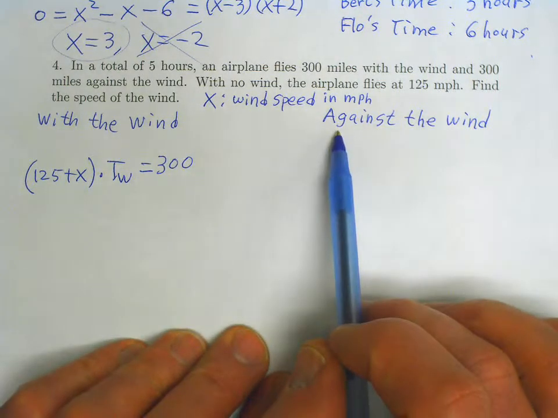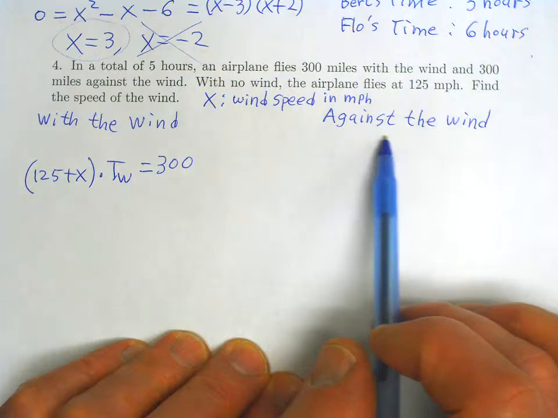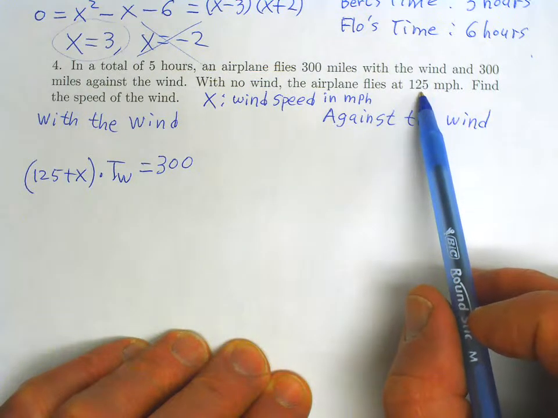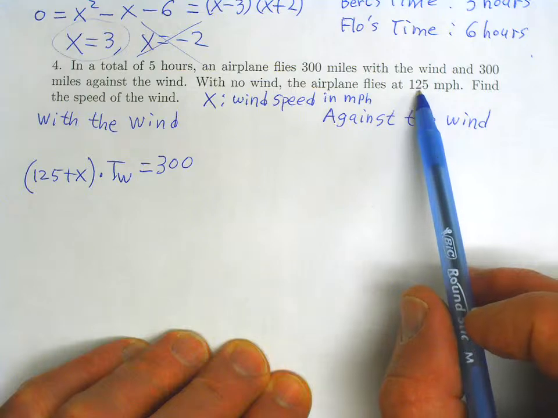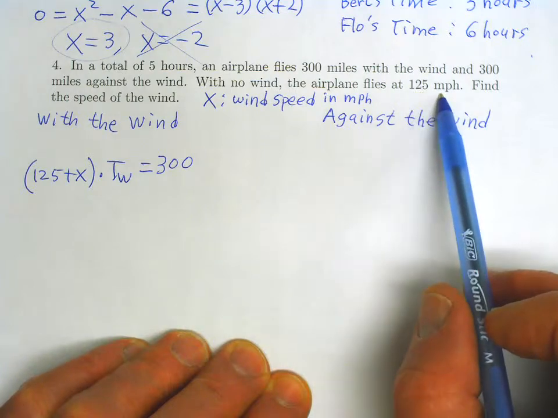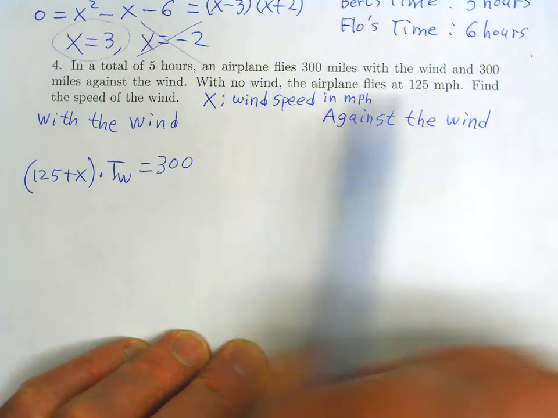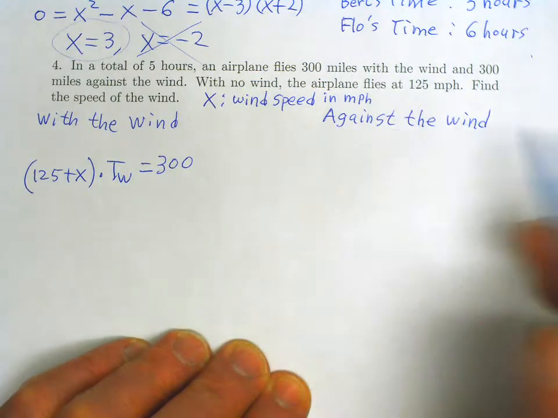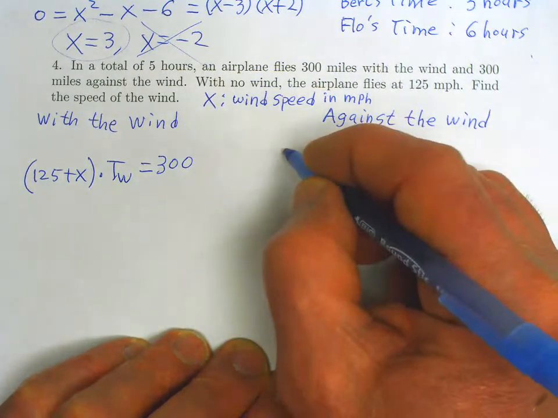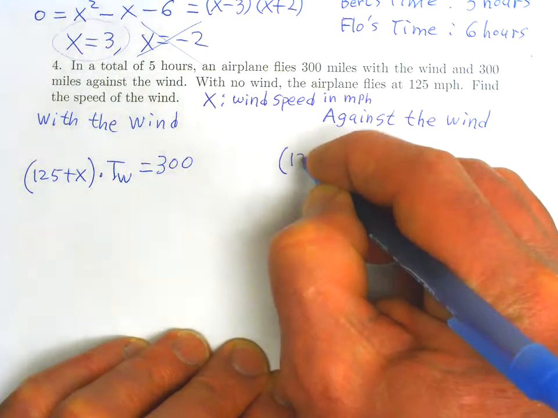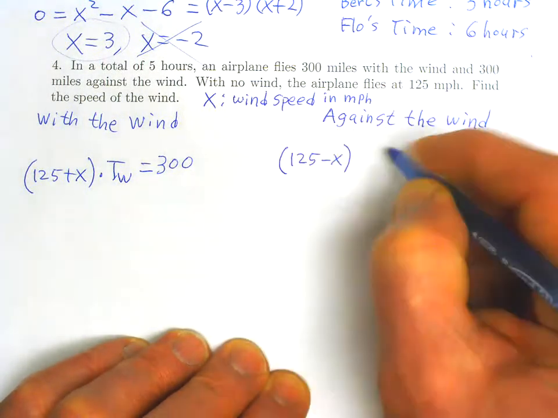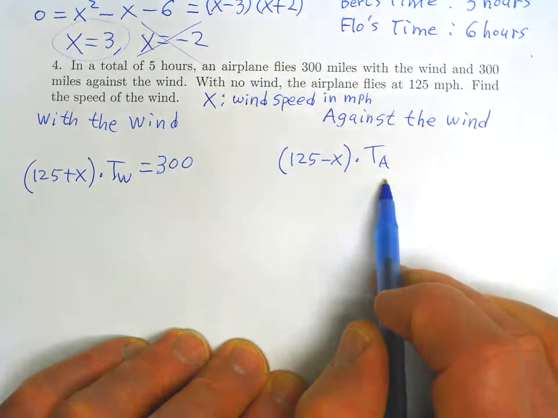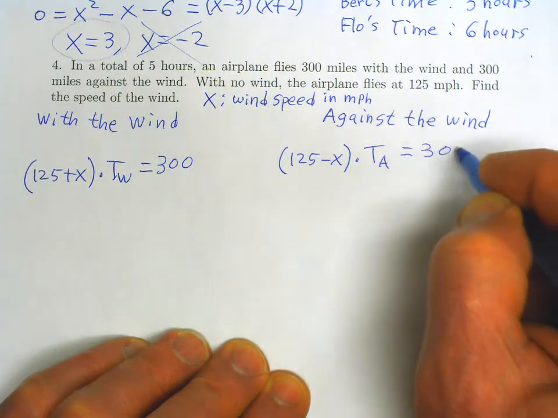Okay, but when the airplane flies against the wind, it will be traveling slower than 125 miles per hour. It will be traveling slower by x miles per hour, which is the wind speed. So if it's flying against the wind or into the wind, the plane is traveling at 125 minus x miles per hour. And I'll use t sub a for the amount of time it takes to fly 300 miles against the wind.